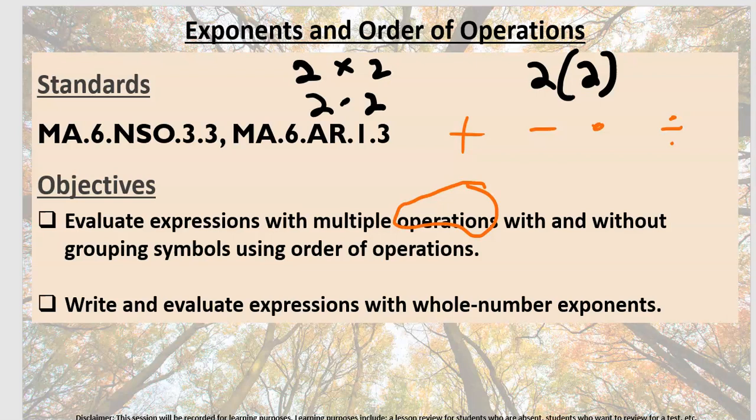Next, with and without grouping symbols. Grouping symbols include, well, there's a grouping symbol. This right here, this is parentheses, right? So you could see something like this: 2 times (2 plus 2). There's a grouping symbol, right?